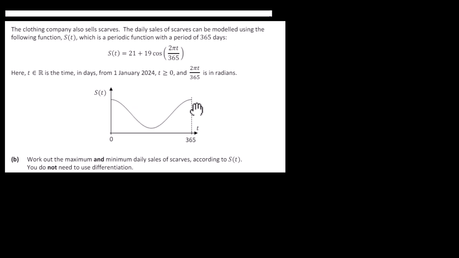So they've graphed it here over 365. Work out the maximum and minimum daily sales of scarves according to s of t. You don't need to use differentiation. Okay, so we're going to look at our function here. I'll just write it down again. So we have s of t is equal to 21 plus 19 cosine of 2 pi t over 365.